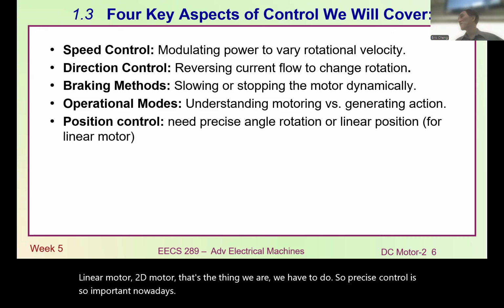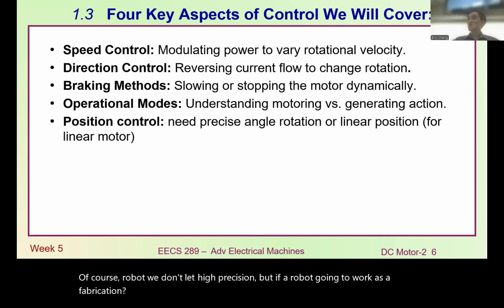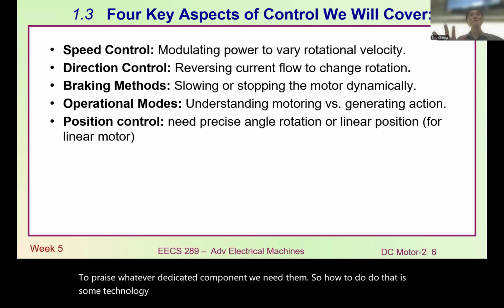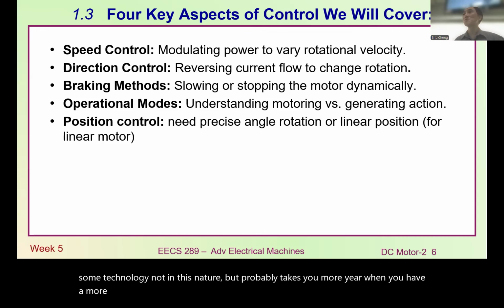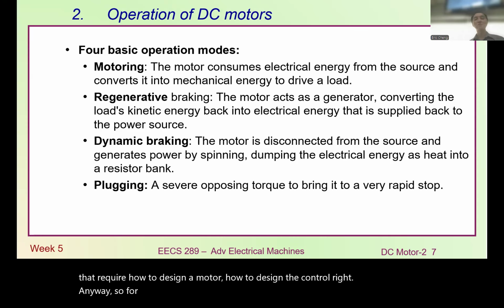Of course, for a robot we don't need high precision, but if a robot is going to work in fabrication to place whatever dedicated component, we need that. So how to do that? That is some technology, not in this lecture, but probably in the next few years, when you have a deeper understanding of motion control, you may know how to do that. That requires how to design a motor and how to design the control, right? Anyway, for really basic operation, the motor will be like this.